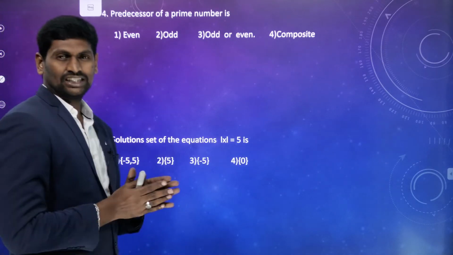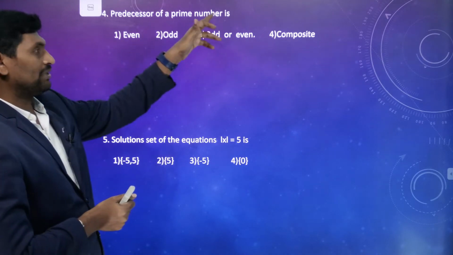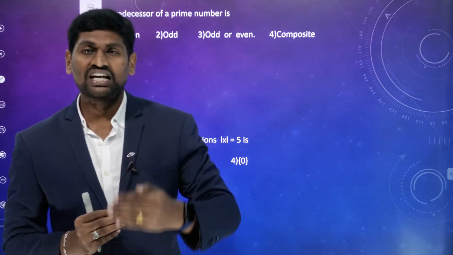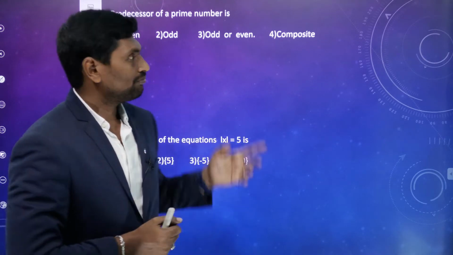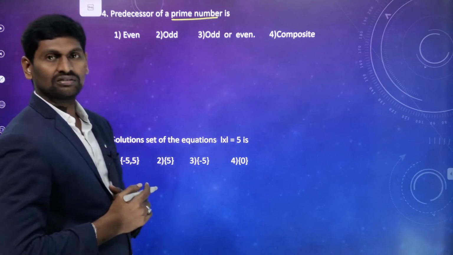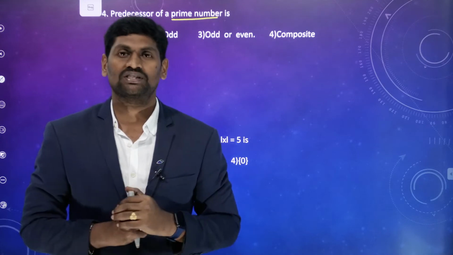Right. Easy questions, that's why I have taken 2. Predecessor of a prime number is. Predecessor means the number exactly before the given number, right? But we did not get any particular prime number. That means we have to consider all the prime numbers, the set of all prime numbers.